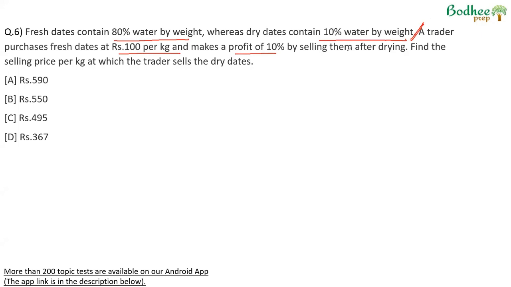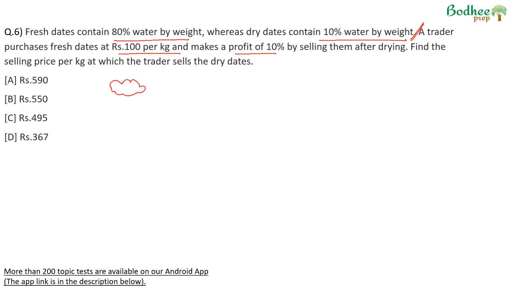Now, what will happen is the weight will change. So there are two concepts involved here. One is the concept of profit and loss. The other is the concept of percentages. We can start with the first part, for example. Now, if we look at fresh dates, suppose we take it as 1 kg, we'll get the price, we'll get the selling price.